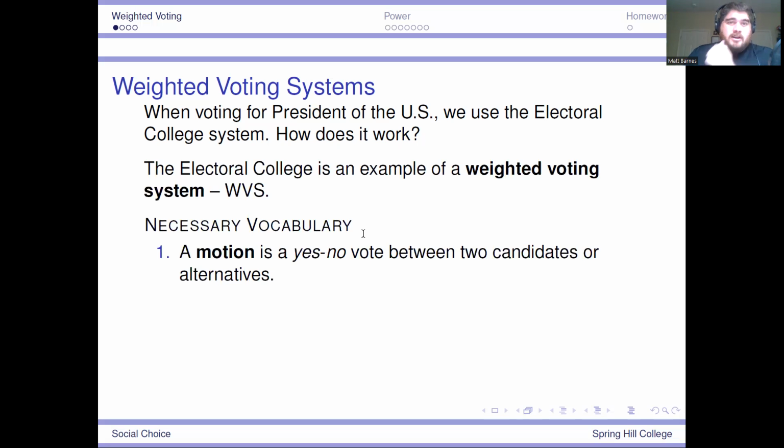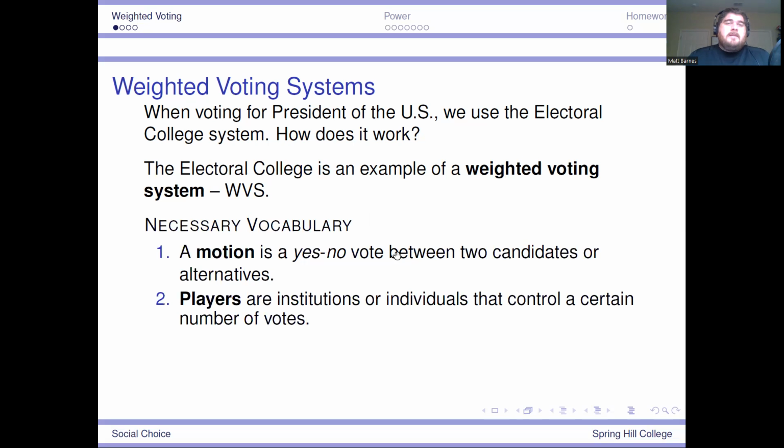And we can break down some terminology here just to make sure we're all on the same page. While this can be used in a variety of different applications, we're primarily going to use it with the following terminology. So we're going to have what we call a motion, which is just a yes or no vote between either two candidates or two alternatives. So you can think of this in terms of a Senate or a House of Representatives or something like that. A motion would come to the floor, and then everybody would vote yay or nay, yes or no, right? And that would either pass the motion or fail the motion, depending on how many people you needed to pass that.